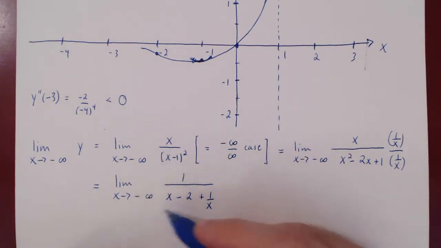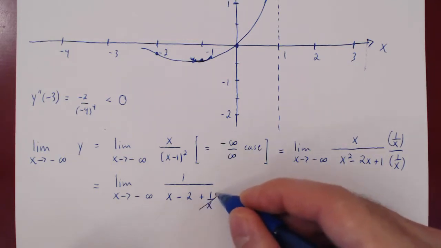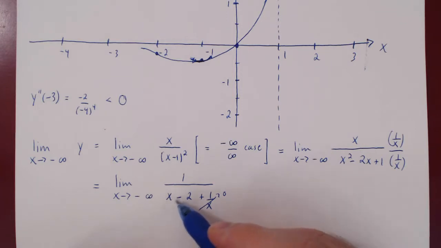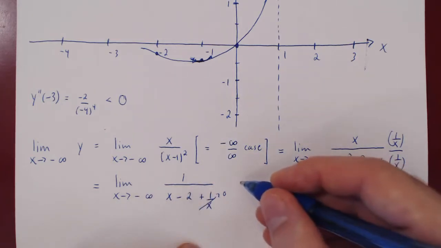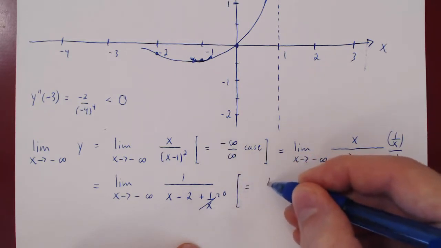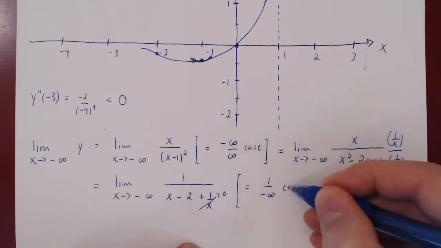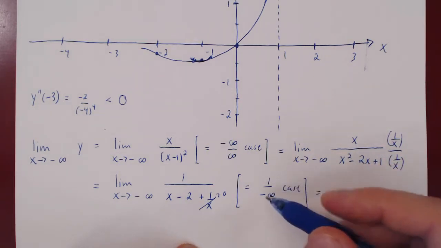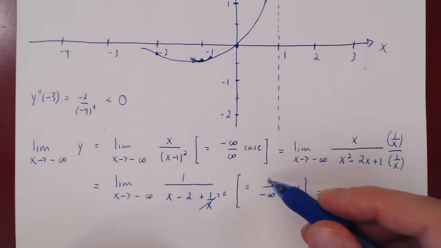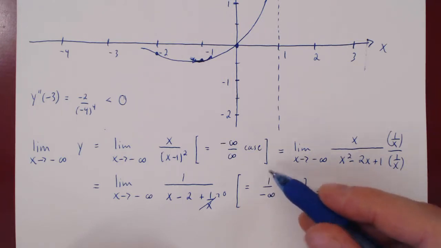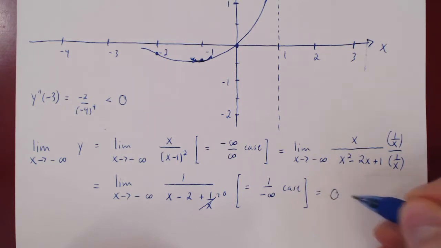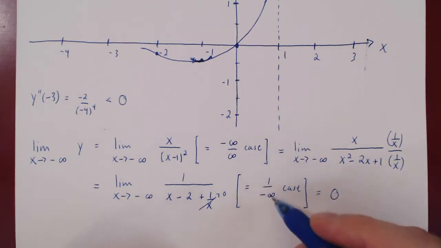As x goes to -infinity, 1 over x shrinks to 0, and x goes to -infinity minus 2. So this will give you a 1 over -infinity case. The result will always be negative, but as you divide 1 by something which is getting bigger and bigger and bigger, the fraction will be getting smaller and smaller and smaller, and it will shrink to 0, but always negative.